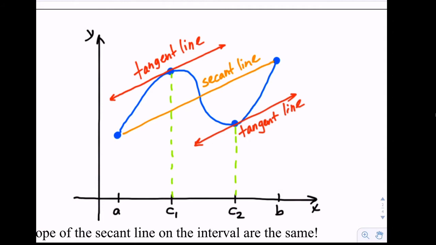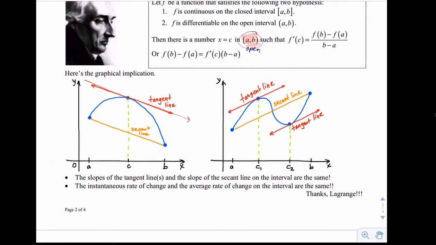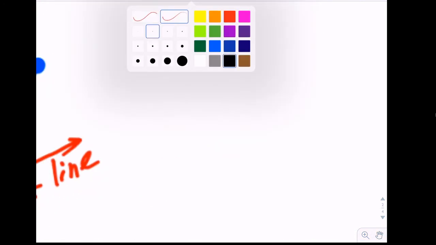Here's a function that's continuous from A to B. If you draw the secant line first, there it is. That's the average rate of change of this function from A to B. Slide it till it's parallel, and it touches the graph at 2 different places, C sub 1 and C sub 2, on the open interval. That's pretty awesome. Now, why do we not need Rolle's theorem anymore? Why does this supplant Rolle's theorem? Sorry, Rolle.